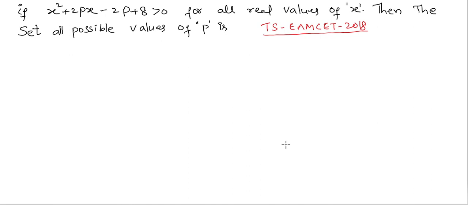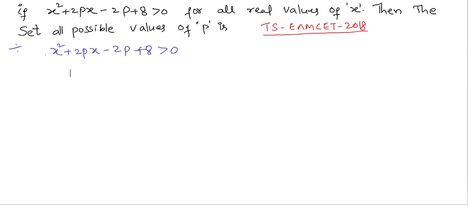If x square plus 2px minus 2p plus 8 is greater than 0 for all real values of x, then the set of all possible values of p is dash. This is a TS EAMCET 2018 question. Here the given expression is x square plus 2px minus 2p plus 8 greater than 0 for all real values of x. Here the coefficient of x square is positive and this expression is also positive.